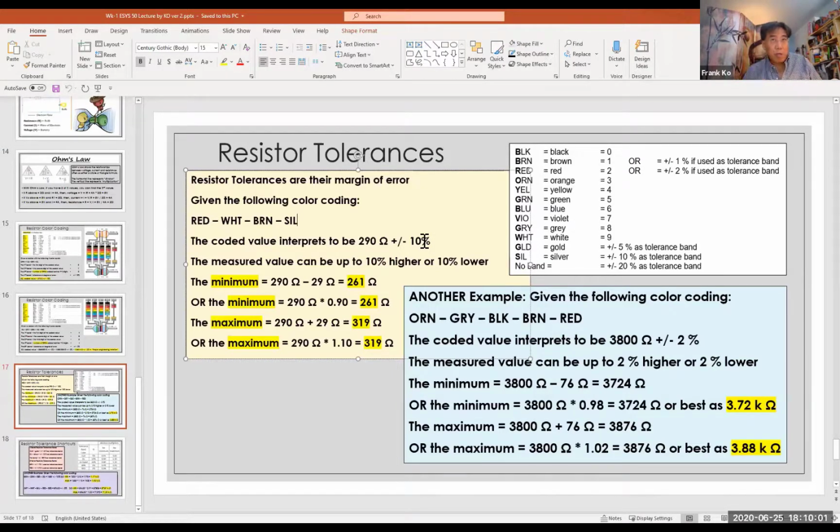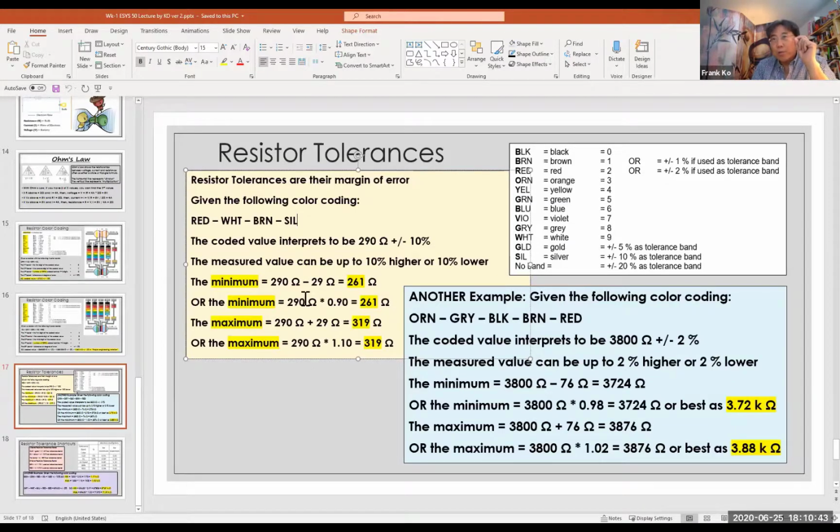The way that you calculate the minimum: what is 10% of 290? If you take off a 0, it's 29. Yes, 10% of 290 is 29. So minimum means we're going to take the 290 and lose 29 ohms. We're going to subtract it. Do I not show on the slide 290 ohms minus 29 gives us what? 261.